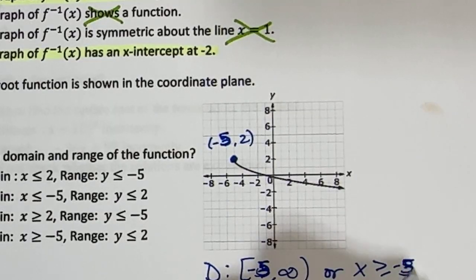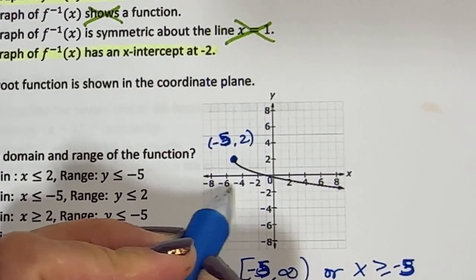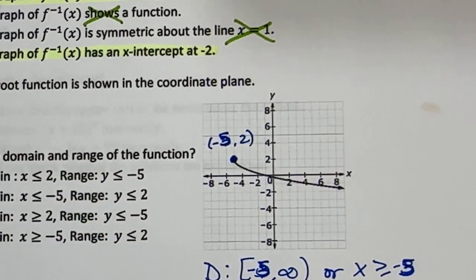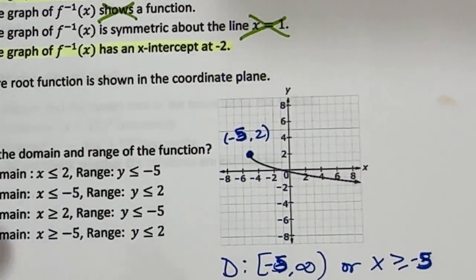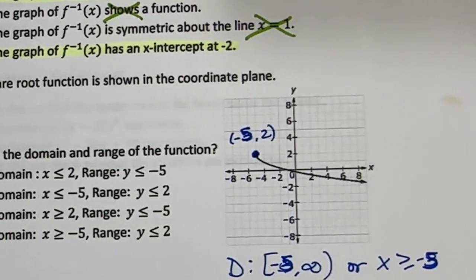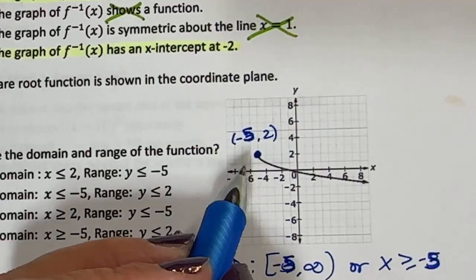You're probably screaming at the computer, Miss Garcia, that's wrong, it's -5, not -3. Between 4 and 6 is 5, right? So there we go. So x greater than or equal to -5, so we know it's not this one, not this one, not this one. It's got to be this one. It's got to be D, but let's take a look at the y, the range.